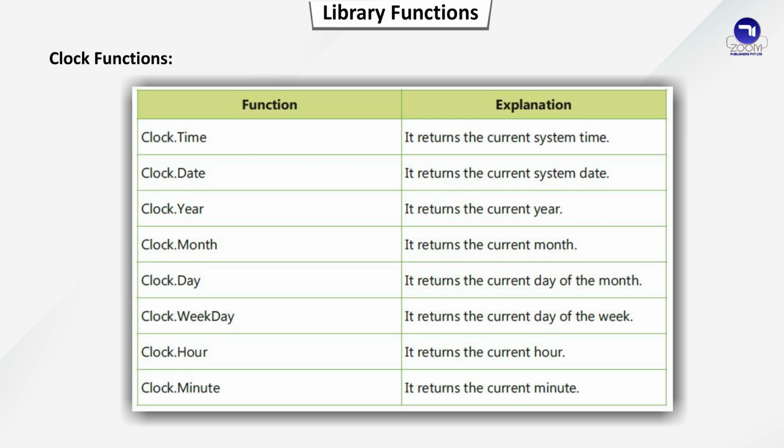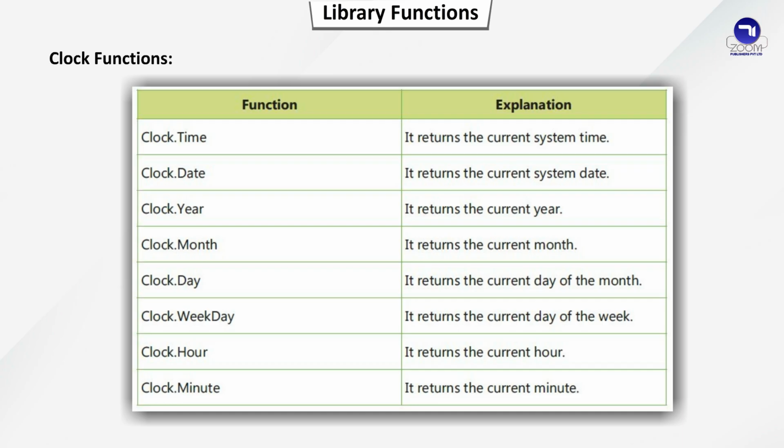Clock functions. Function. Explanation. Clock.Time. It returns the current system time. Clock.Date. It returns the current system date. Clock.Year. It returns the current year. Clock.Month. It returns the current month. Clock.Day. It returns the current day of the month.